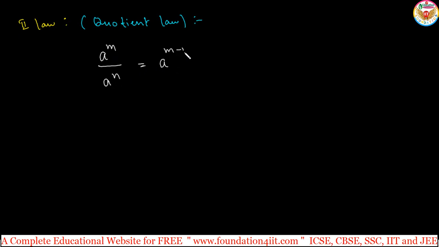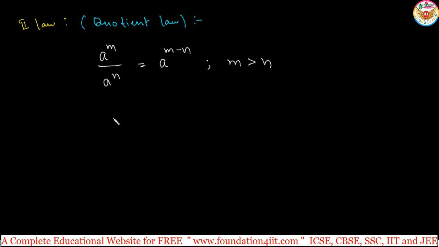And next, the second law is the quotient law. Let us take a power m divided by a to the power n, then that is a to the power m minus n. So when a number in exponential form is divided by another number in exponential form, both having the same base, the powers are subtracted, the smaller power from the bigger power, keeping the same base. That means when the numerator power is bigger than the denominator power. So this is only when m is greater than n.